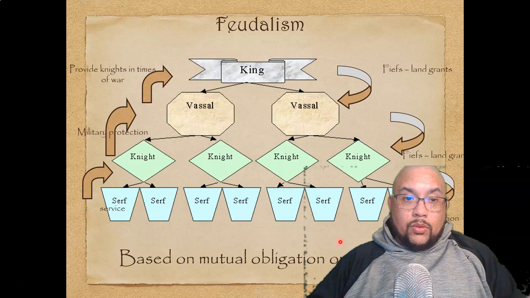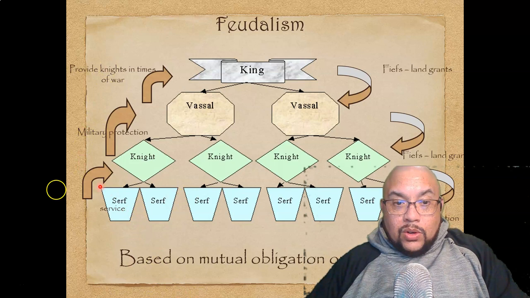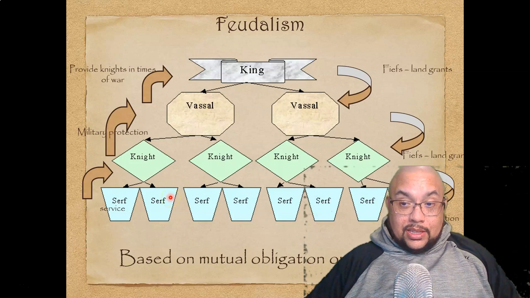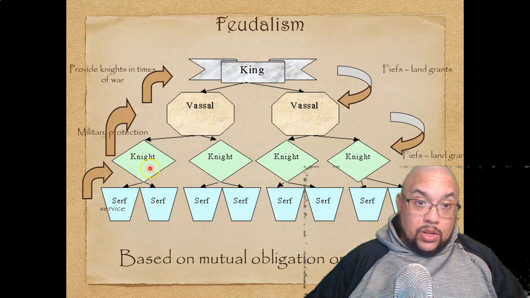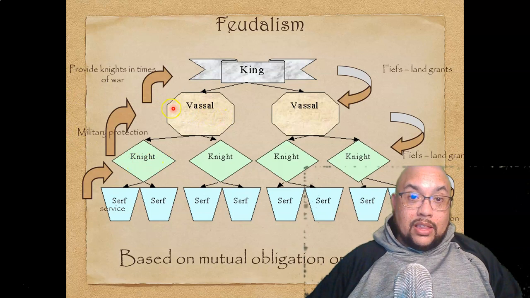Also, going up this chain but rarely talked about, is all the food that the serfs are making. 100% of the food that is eaten at this time is provided by the serfs. The serfs have to provide enough food to not just give food to the knights, but also to make sure the knights have food to give to the vassals, to make sure the vassals have food to give to the king. You can kind of see where we're going here.